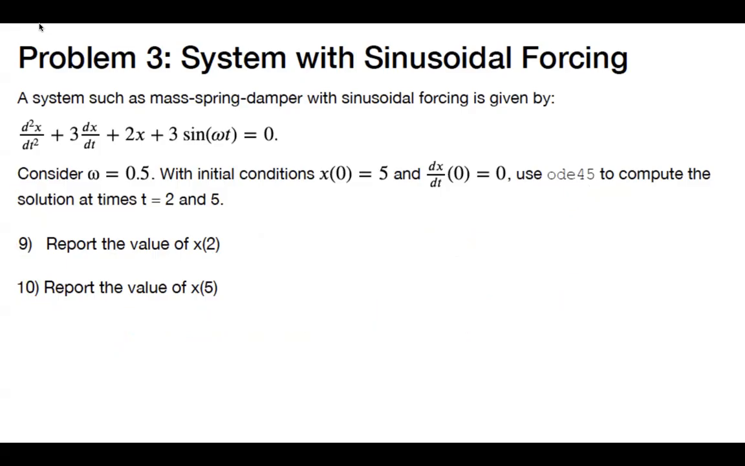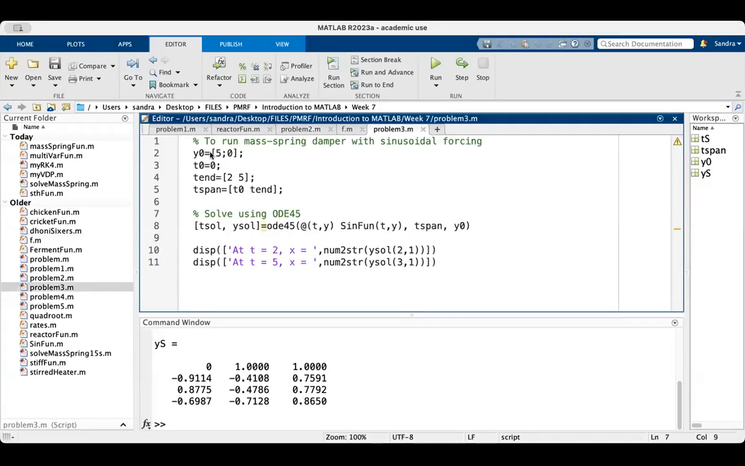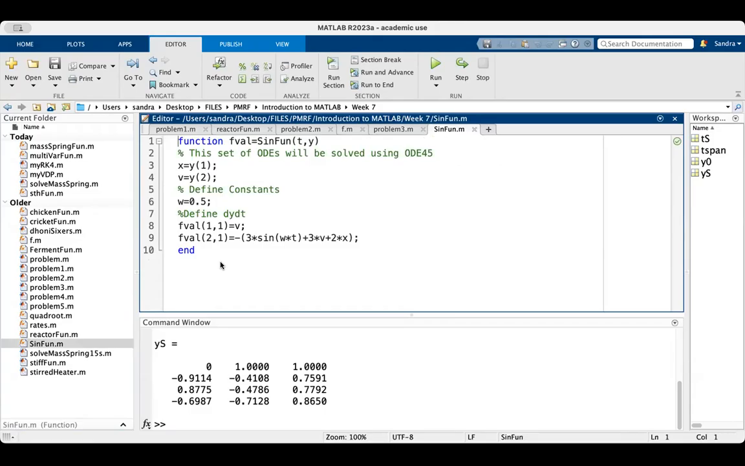Now going on to Matlab. My initial value is 5 comma 0 for x and v. My initial time is 0, my t end I'm giving 25. So my entire t span will look as 0, 25. Now the function that I am writing will take t and y as input. My first y is the x variable and the second y is my v variable. Omega I'm writing as 0.5. My first function is dx by dt equal to v. The second function is minus of 3 sine omega t plus 3v plus 2x. And this will be a column vector that is sent as an output.